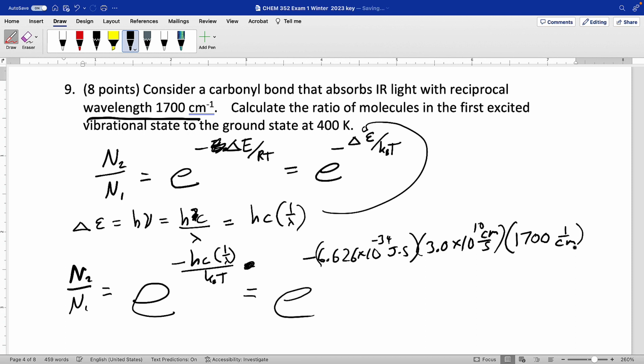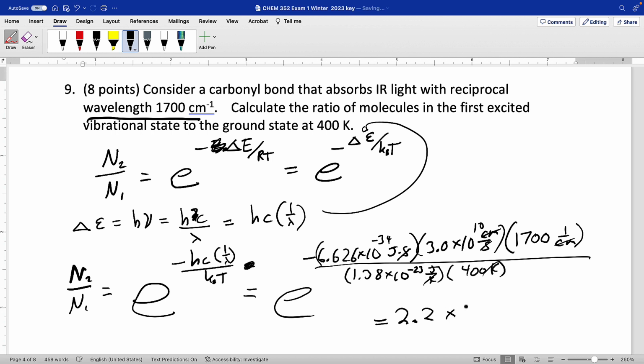And see, that way we can cancel out those centimeters, cancel out those seconds. We're going to have joules on top. So let's see if we have joules on the bottom. We've got 1.38 times 10 to the negative 23 joules per Kelvin. And the temperature was 400 kelvins. Okay, so we can see the kelvins cancel. We got joules on the bottom, joules on the top, which is good. We want the whole thing to be unitless. And we plug all that in, and we end up with 2.2 times 10 to the negative 3 as our ratio.